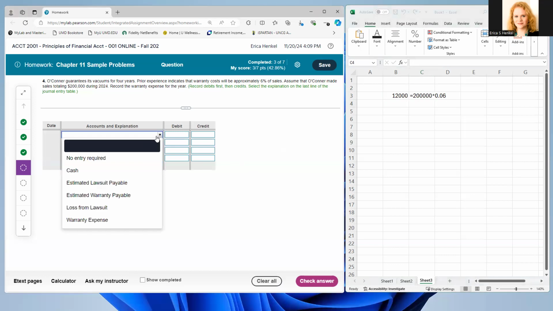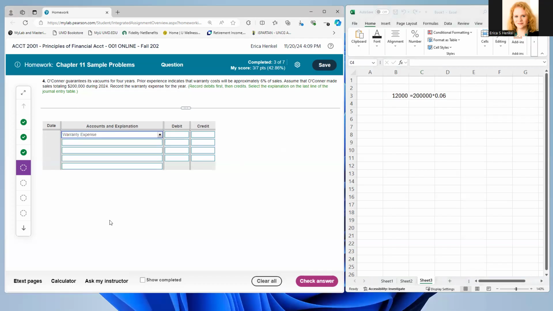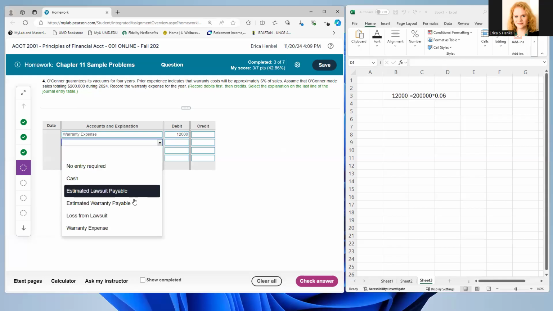So for our warranty expense, we're going to debit warranty expense, and then we are going to credit estimated warranty payable.